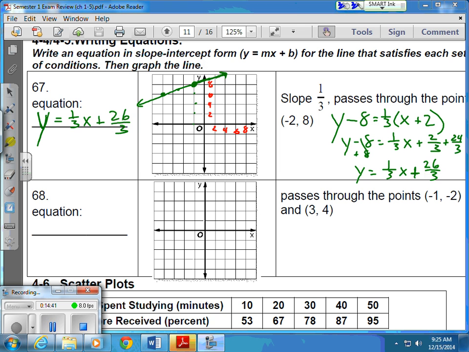Okay, 68 might be a little bit easier. I think these points will actually fit. Negative 1, negative 2 is one of the points, and 3, 4 is the other point. If I want to draw a line through it, is it going to go through something nice on my y-axis? It doesn't look like it. The slope of this line, if I use the slope formula, would be 4 minus negative 2, or 4 plus 2, over 3 minus negative 1, or 3 plus 1, which would be 6 over 4.